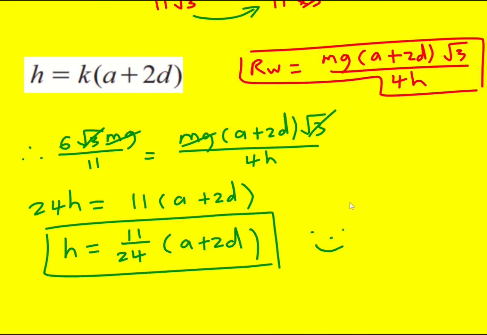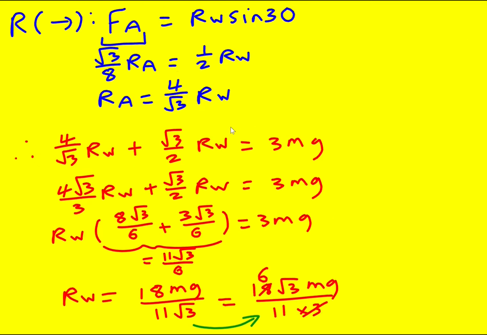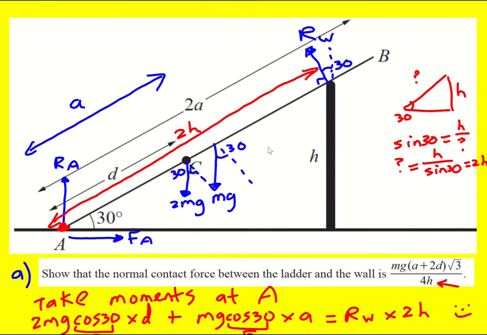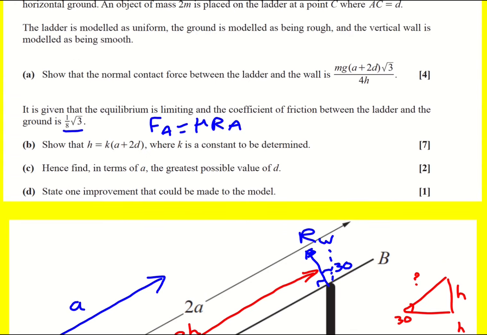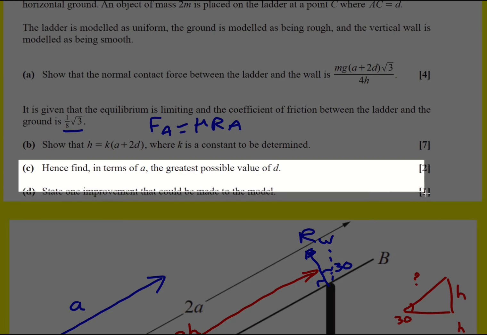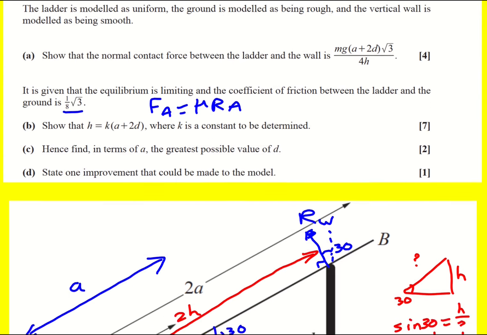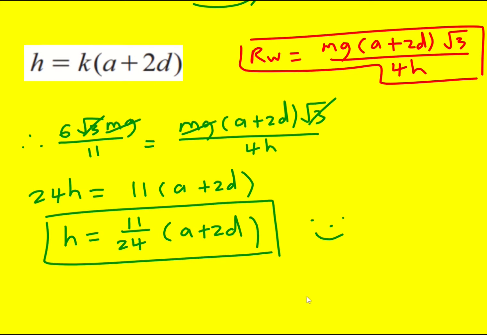Okay, good. Yeah, well done if you managed to do that. I hope it's making sense if not. We're nearing the end of this question. Just a few little marks at the end. So first up, hence find in terms of A the greatest possible value of D.